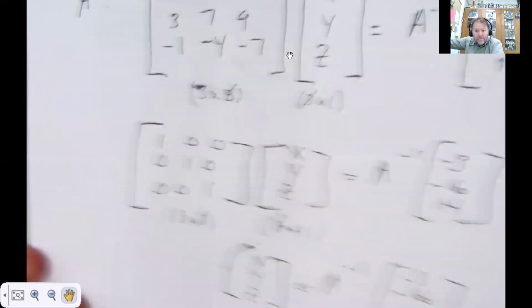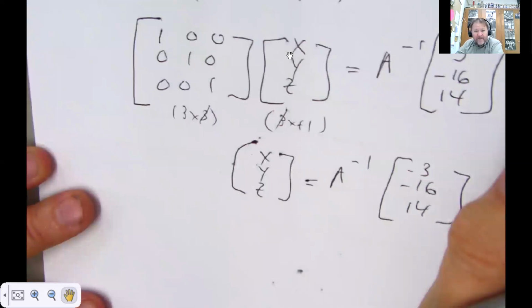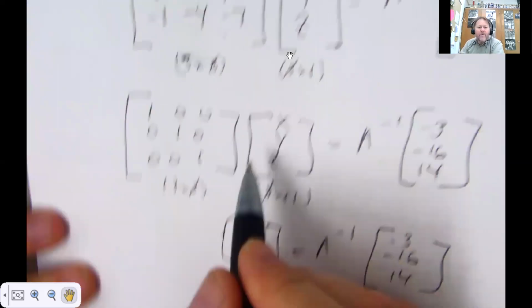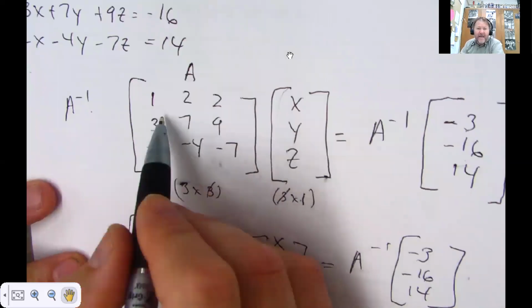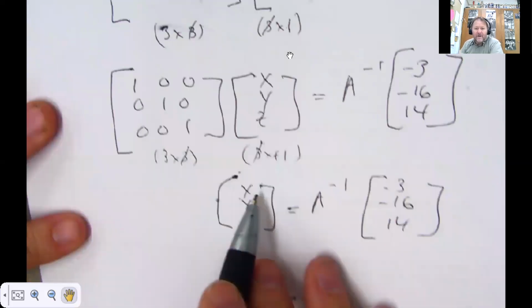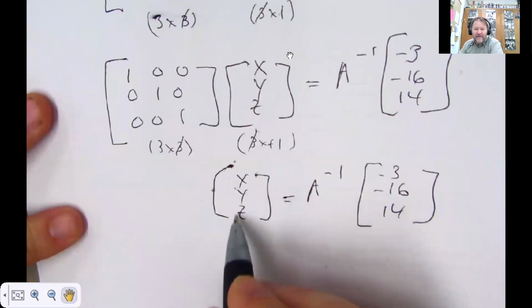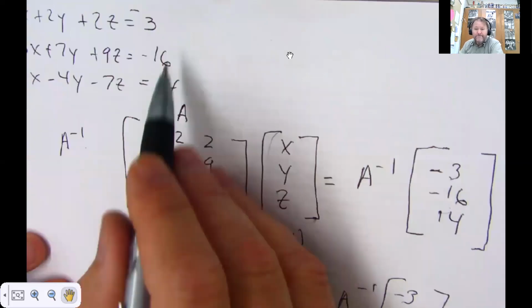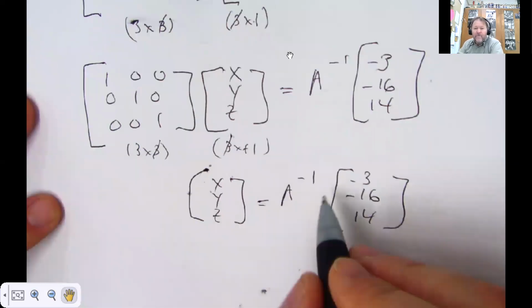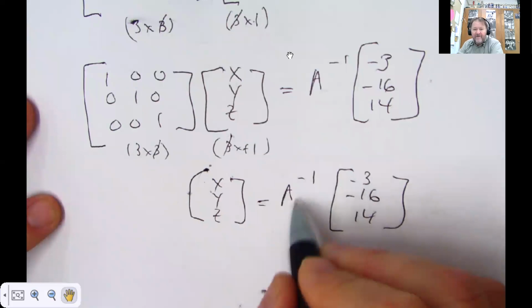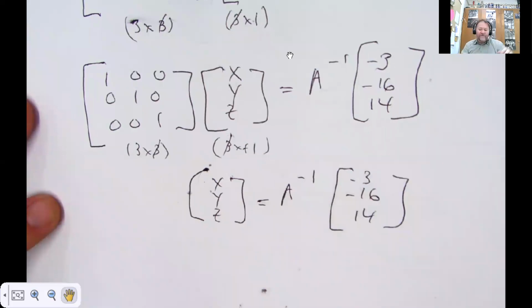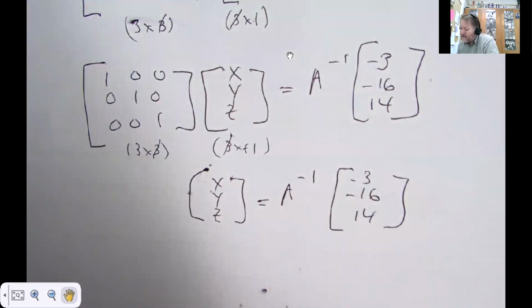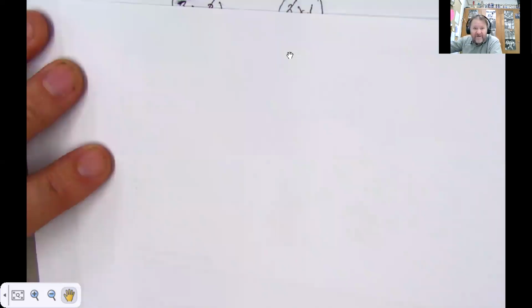Okay, so that's what we're going to do. If this is A, we're going to figure out what A inverse is. And remember, we want to find x, y, and z. That's our goal, to solve this system. Then we're just going to multiply A inverse by this, and we're going to get it. Well, let's find A inverse. That's going to be the thing that takes the longest amount of time. So let's take a look at it.